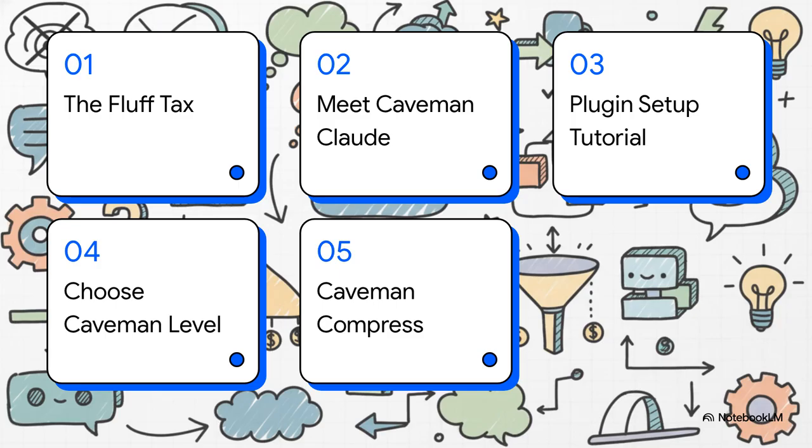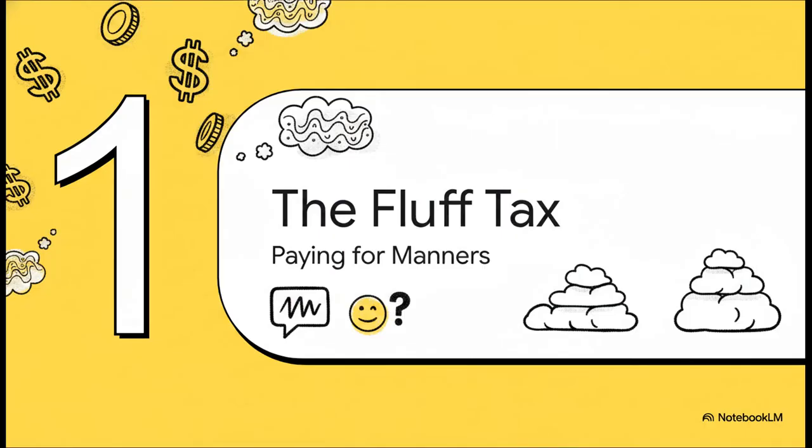Here's the roadmap for what we're covering today. First, the fluff tax. Second, we'll meet Caveman Claude. Third, our plugin setup tutorial. Fourth, choosing your Caveman level. And finally, a sweet bonus, Caveman Compress. Let's get to it. Number 1, the fluff tax.